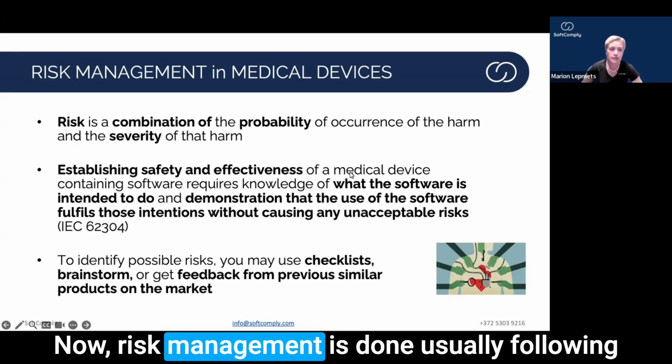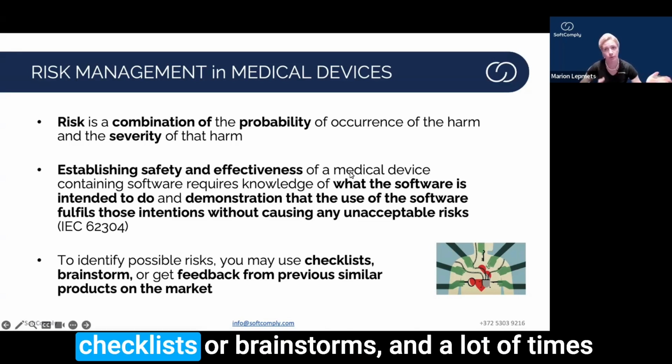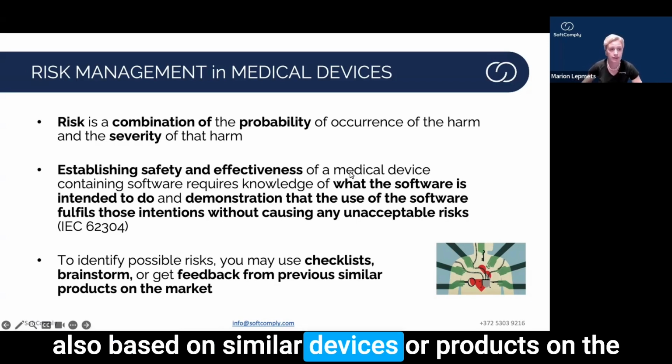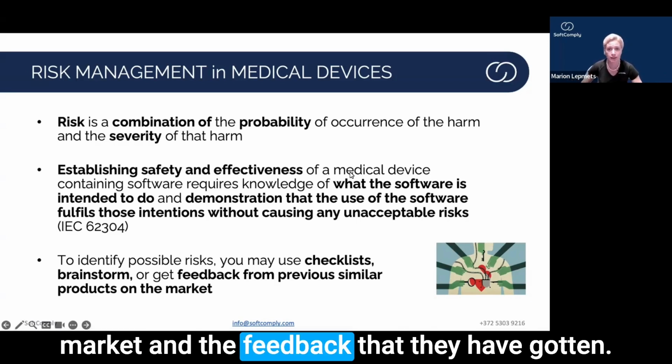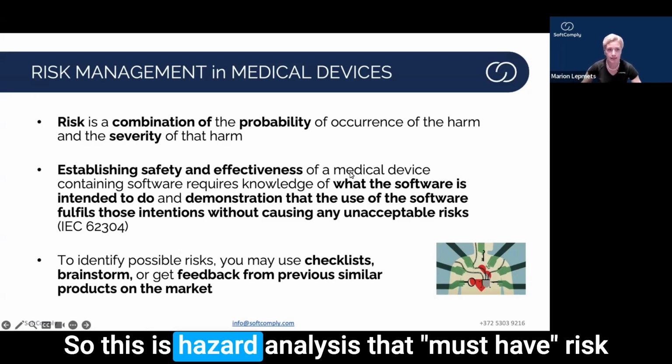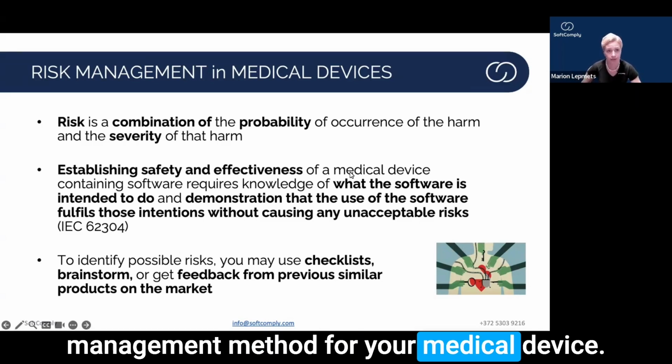Now, risk management is done usually following checklists or brainstorms, and a lot of times also based on similar devices or products on the market and the feedback that they have gotten. So this is hazard analysis, the must-have risk management method for your medical device.